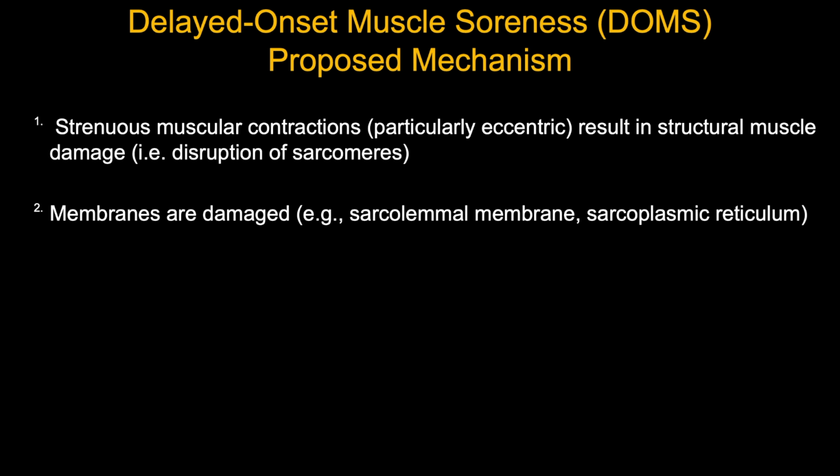So let's take a look at the proposed mechanism for delayed onset muscle soreness. By performing strenuous skeletal muscle contractions and emphasizing the eccentric contraction, that's going to result in structural skeletal muscle damage. That will disrupt the alignment of the sarcomeres. Therefore, that's going to lead to reduced force production. These eccentric skeletal muscle contractions lead to things like the sarcolemmal membrane and the sarcoplasmic reticulum being damaged. And let's not forget about the cytoskeleton. That disruption of the sarcomeres is as a result of breakdown in the integrin as well as the titin that we talked about.